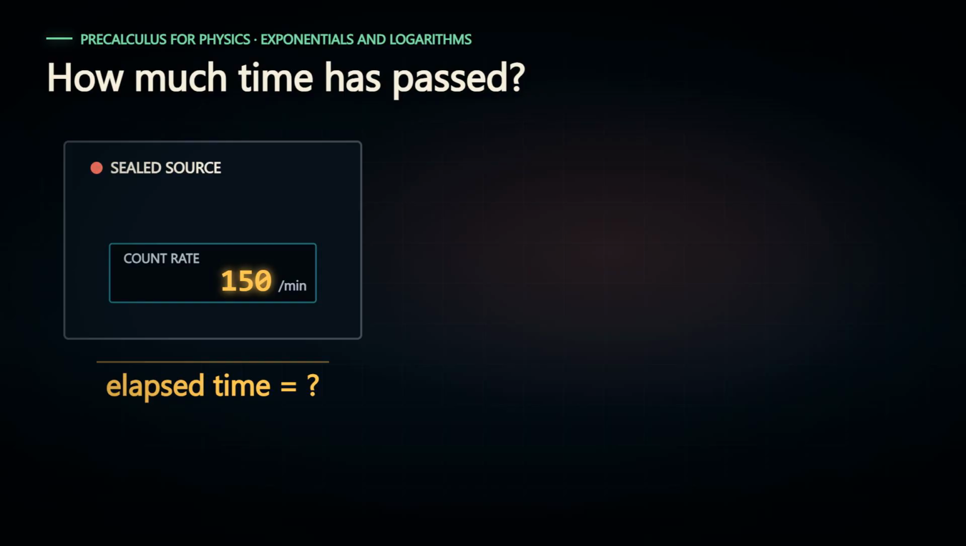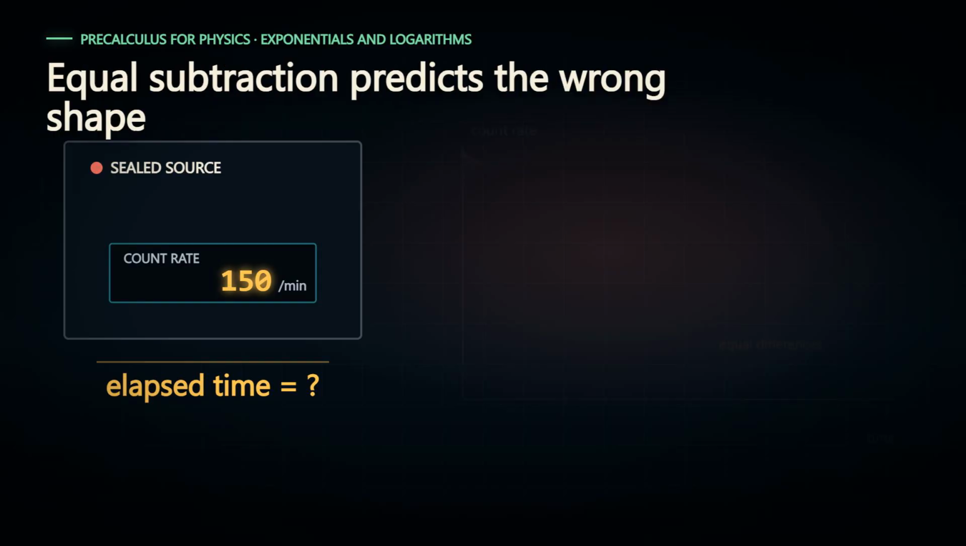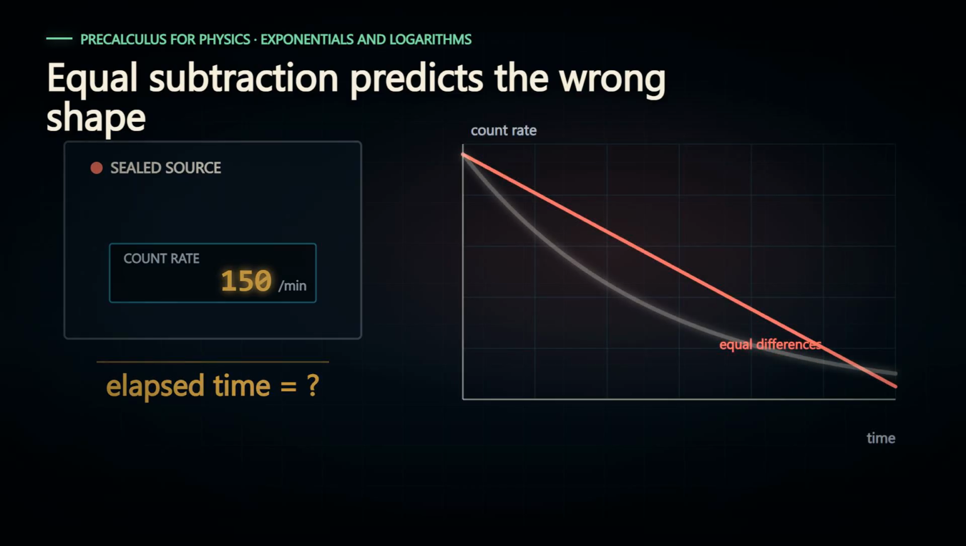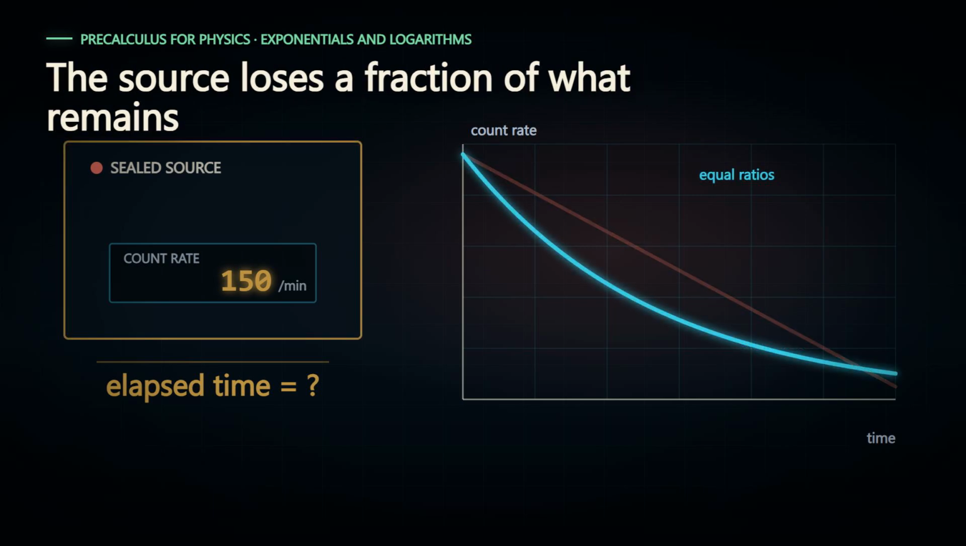If the source lost the same number every minute, a straight line would solve the mystery. Radioactive populations do something different. During equal time intervals, they lose the same fraction of what remains. The amount removed keeps shrinking, so subtraction is the wrong machine.